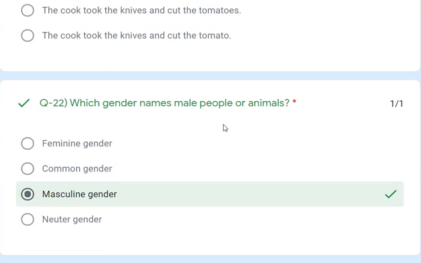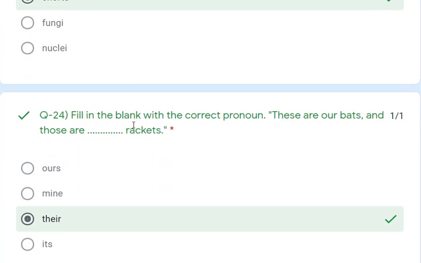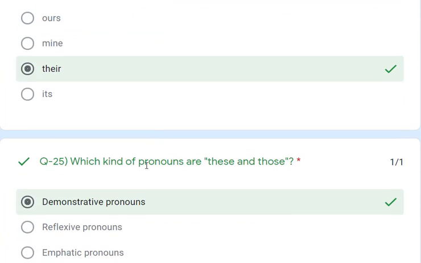Which gender names people or animals? Male people and animals. So, masculine gender we call it. Which noun do we always use in a plural form? Shorts is the correct answer. Fill in the blank with the correct pronoun. These are our bats and those are their rackets. That is the answer. And the last one is, which kind of pronoun are these and those? So these and those are demonstrative pronouns.